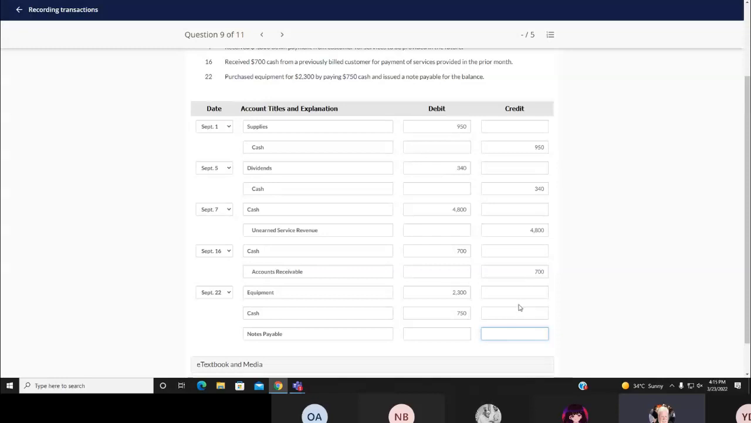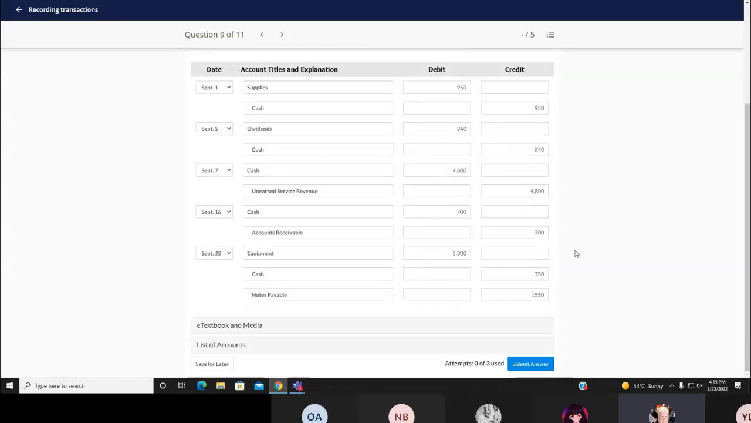Did I buy equipment? Right. That cash goes on the credit side. Equipment goes up, cash goes down, and notes payable goes up. How does it go up? On the credit side. Now notice, the credit to cash and the credit to notes payable equal the price of the equipment.